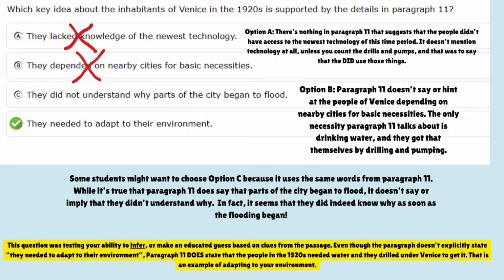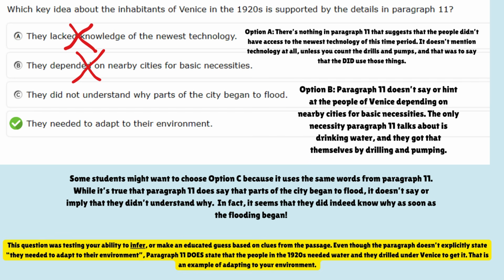Which key idea about the inhabitants of Venice in the 1920s is supported by the details in paragraph 11? Okay, hopefully you eliminated A and B, and if you didn't, let's break down the reason why, and hopefully you'll see why we eliminated those 2. And even if you did not get the correct answer, let's just focus on, did you eliminate the correct answers? Because remember, we're working backwards. We're thinking like a test writer. What wrong answers are they throwing at us, and are we going to be able to identify those wrong answers?